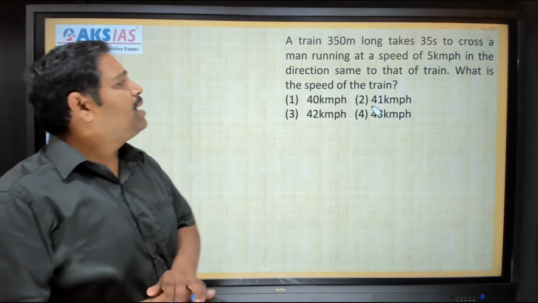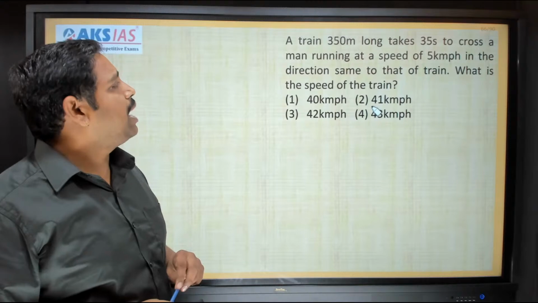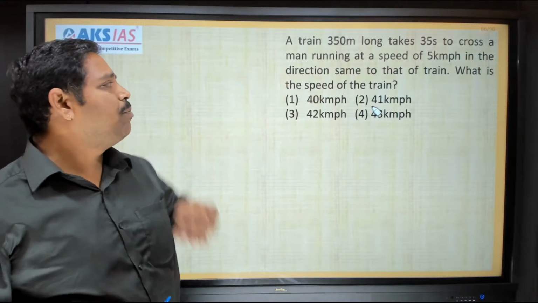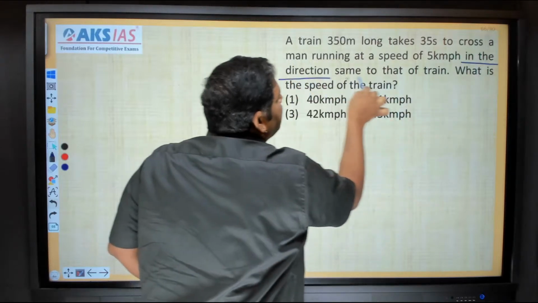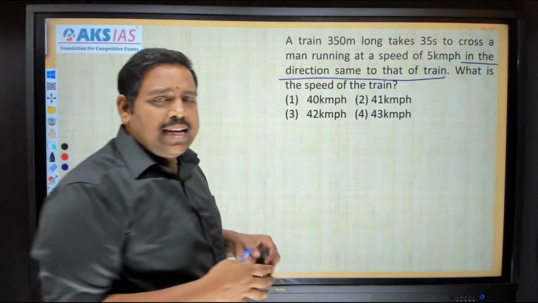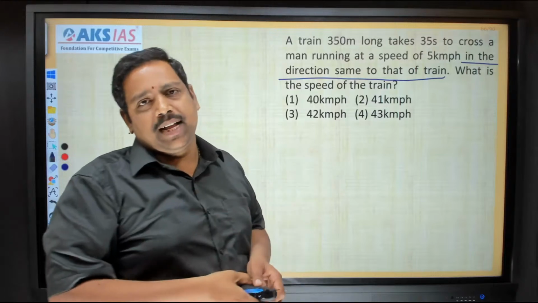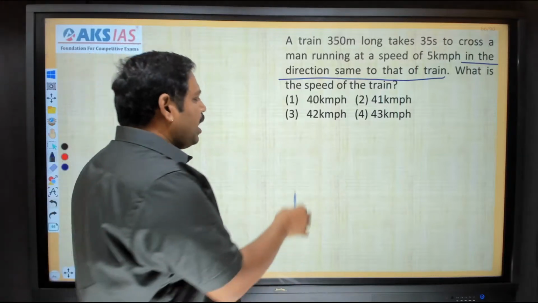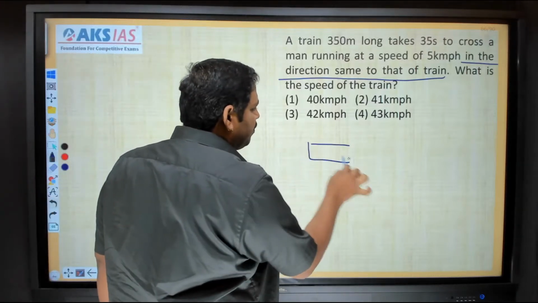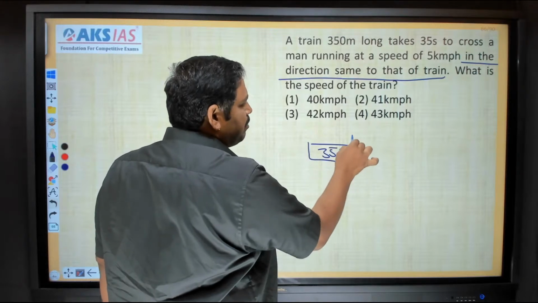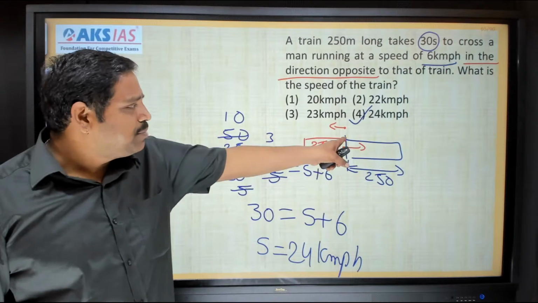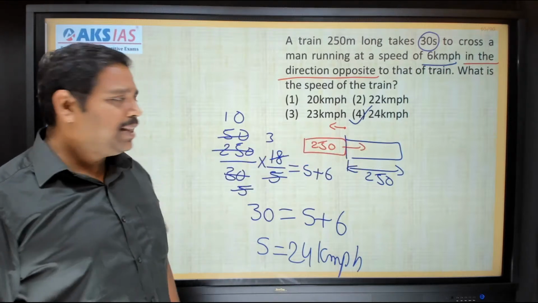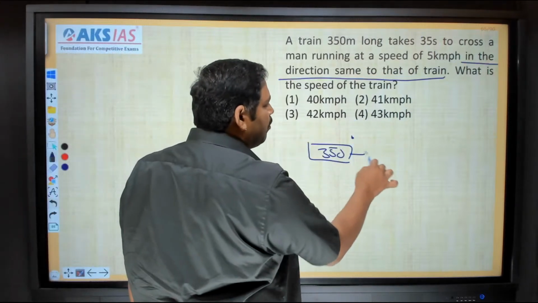A train 350 meters long takes 35 seconds to cross a man running at a speed of 5 kilometers per hour in the direction, this is the important one, same as that of the train. So he is moving in the direction of the train. That is the important case. This is a 350 meter train, here is a man. The difference between the previous question and this question is that there the man was moving opposite to the train. In this question, man and train both are moving in the same direction.